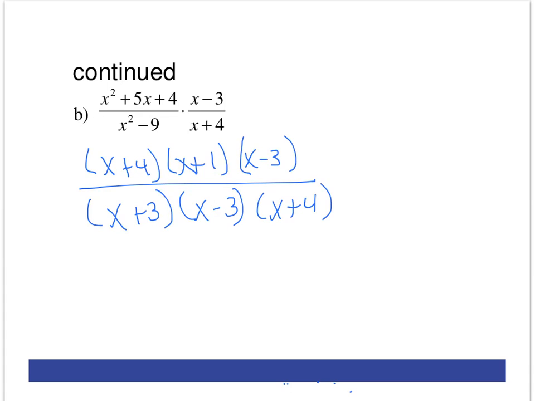Now, is there anything in there that you see that we can cancel? I think there's quite a bit that we can cancel. So the x minus 3's can go away, the x plus 4's can go away. Do you see anything else that we can take away? Nope, so we are simply just left with x plus 1 over x plus 3.